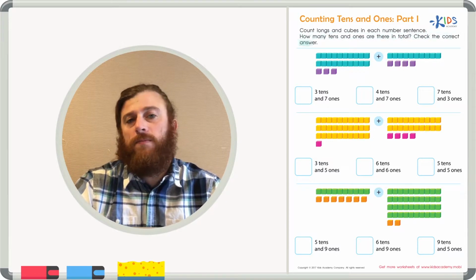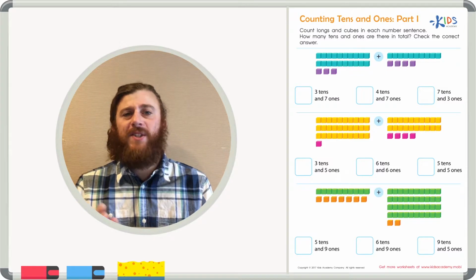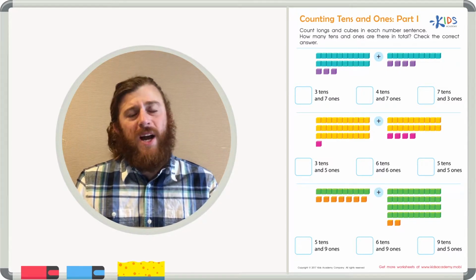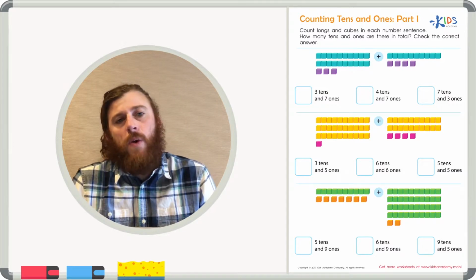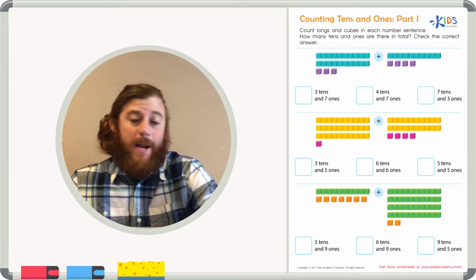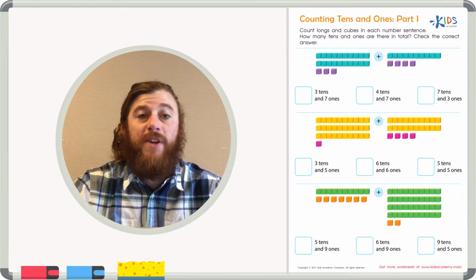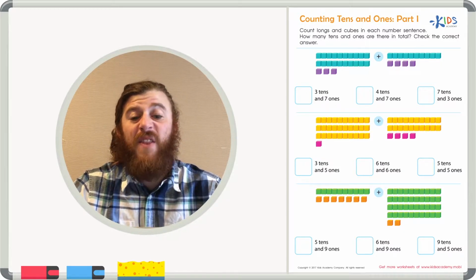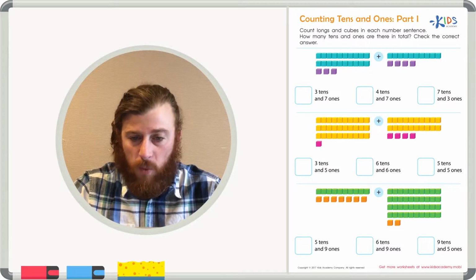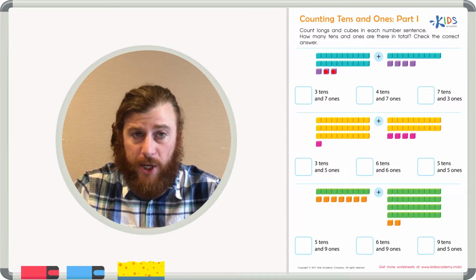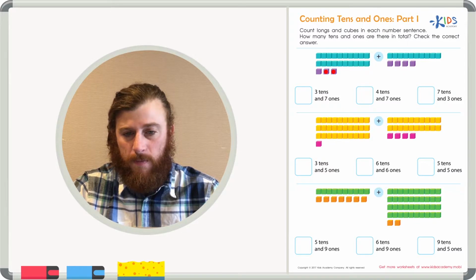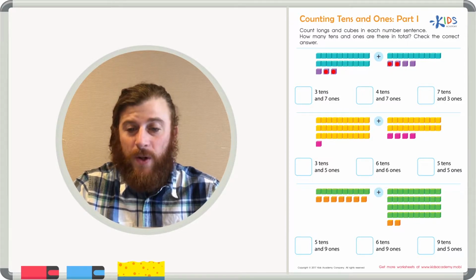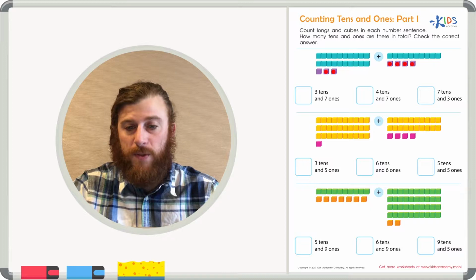Check the correct answer. When we're counting tens and ones, first I always like to start with the ones because when we're adding normally we always start with the place furthest to the right. So first let's count the individual cubes. On the first side of the equation, we see 1, 2, 3 cubes. On the right side of the equation, I see 1, 2, 3, 4 cubes.